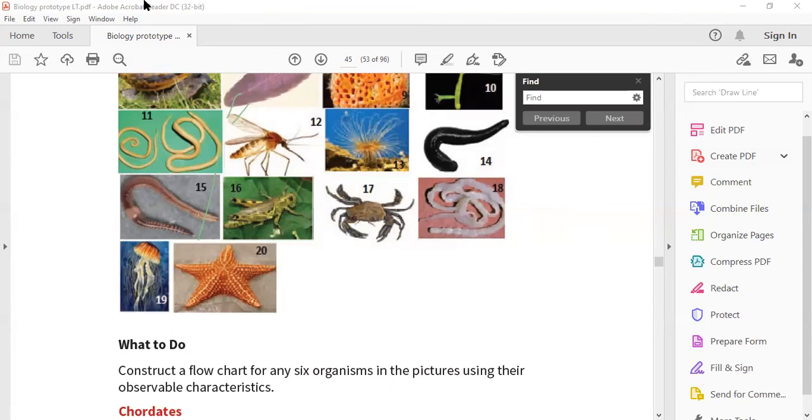I'll give number 18 to Josephine. The tapeworm. Very nice. That is a tapeworm. Then 19 to Timothy. Jellyfish. Very nice. That's a jellyfish. And then number 20 to Alfred. Starfish. Okay. That's very nice. That is a starfish.